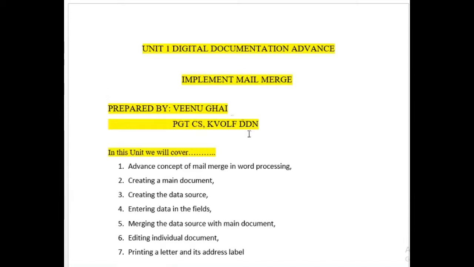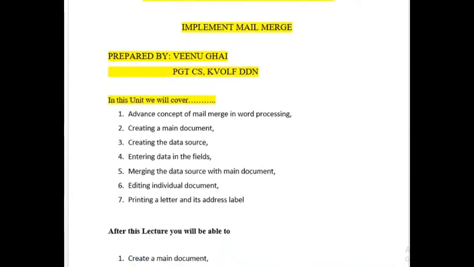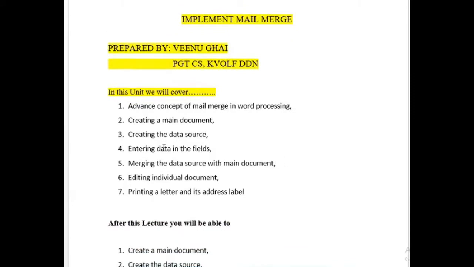In this unit, we will cover the advanced concept of mail merge in word processing: how to create a main document, creating the data source, entering data in the fields, merging the data source with the main document, editing individual documents, printing a letter and its address label.